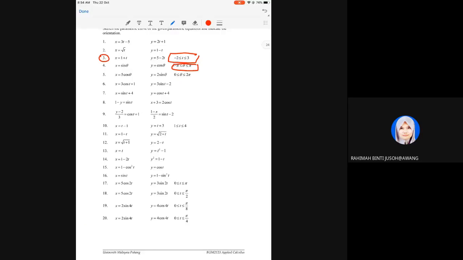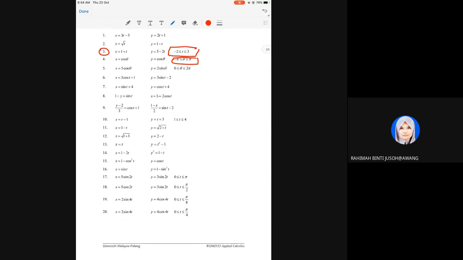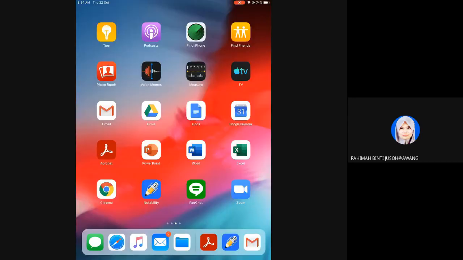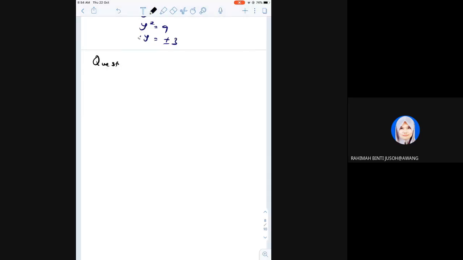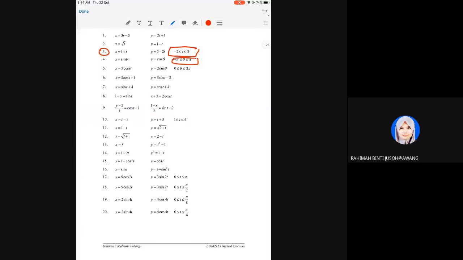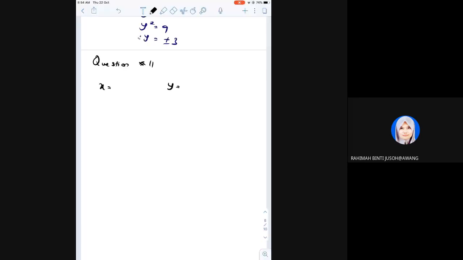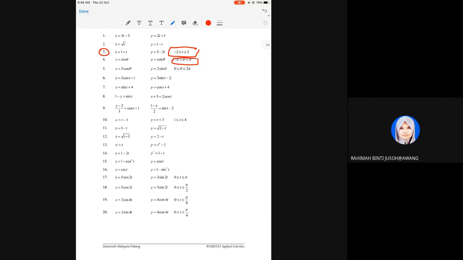Okay, let's say we do question number 11. Right, question 11. X equals to apa tadi dia bagi? X equals to 1 minus T, Y equals to square root of 2 plus T. Betul kan? 1 minus T, 2 plus T. Kejap saya dah check balik. 1 minus T, 2 plus T, alright, square root. Okay.